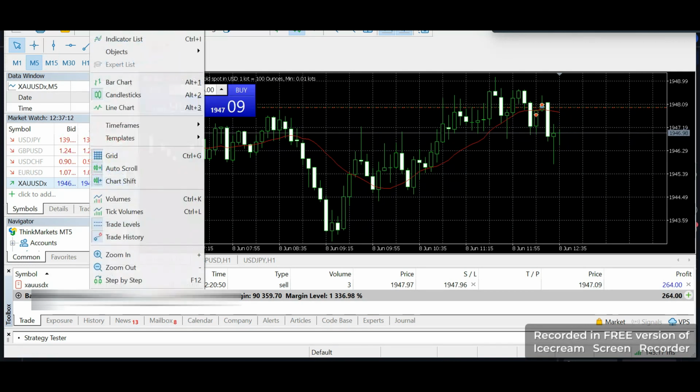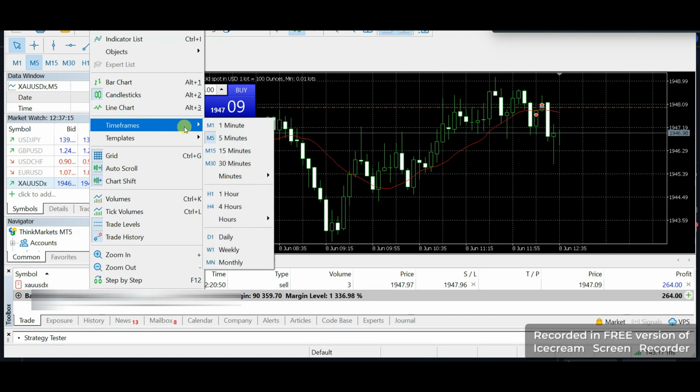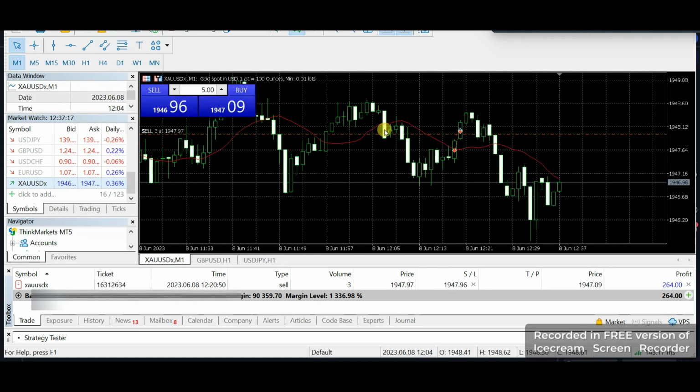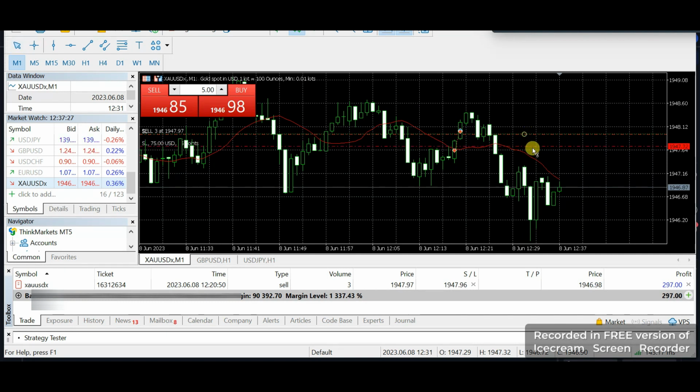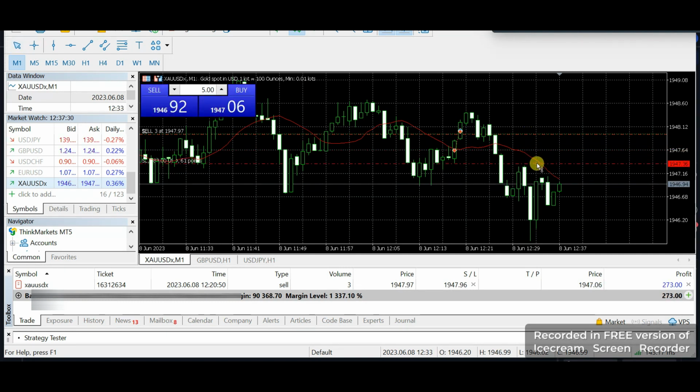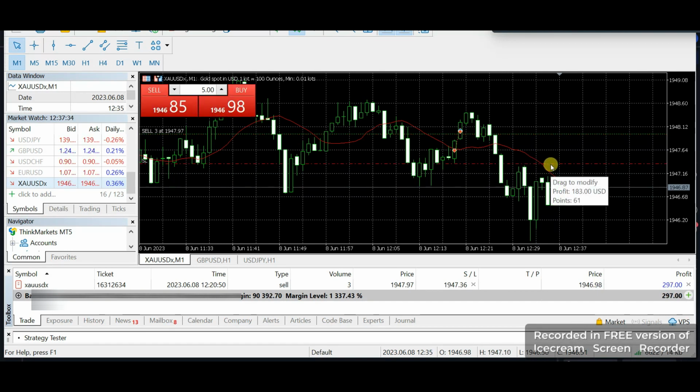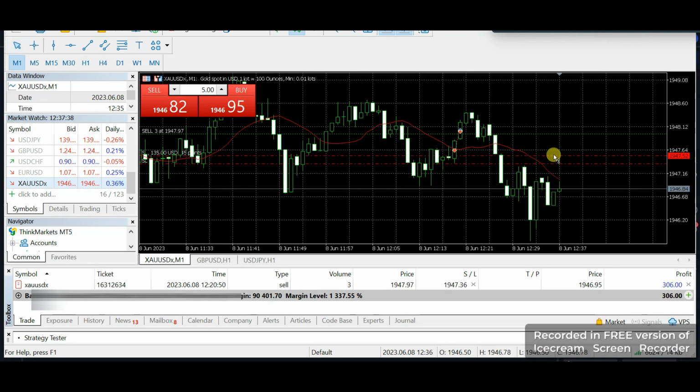But if you want to trail your stops, I think I taught my students to use the 1-minute time frame, something like this. As price broke this structure down here, you can move your stop loss above these highs, all right, and secure a little bit of profit. But I will not be doing that. Let me just show you how much profit that would be. Around $183. All right, so I don't think I want that.